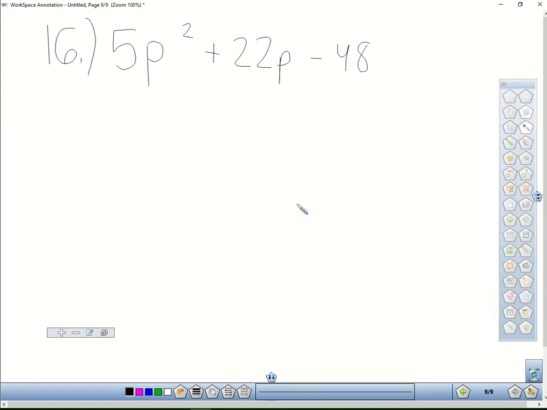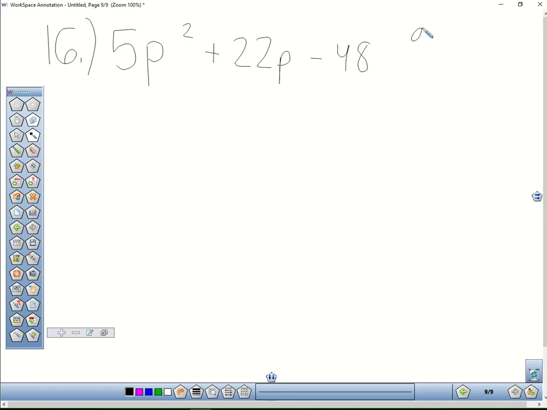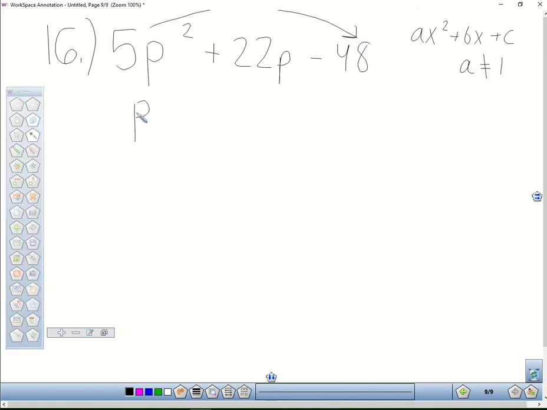That's the right one. So in this case, do I have a GCF? No, I don't. So I can't factor anything out. Do I have a trinomial in the form ax squared plus bx plus c? Is my a value 1? No. So we're going to have to use that method where we multiply. That's going to give me p squared plus 22p minus 240. And now we're going to look for factors of negative 240 that add up to 22.